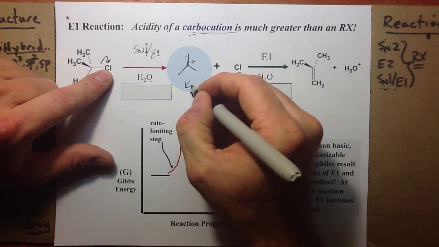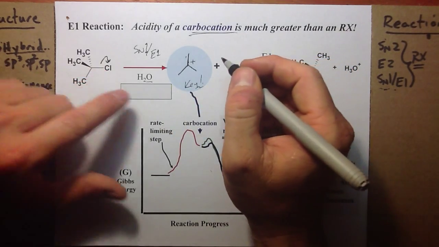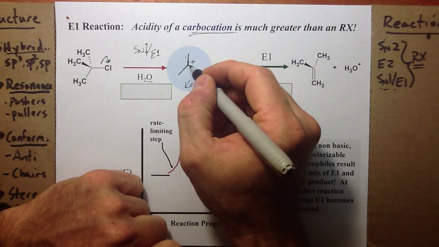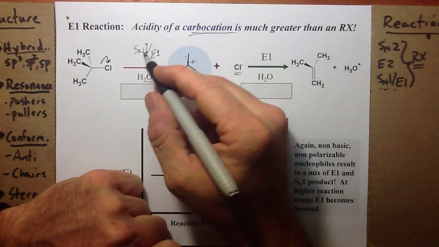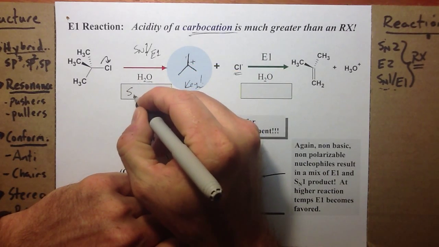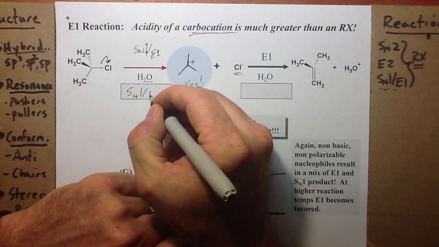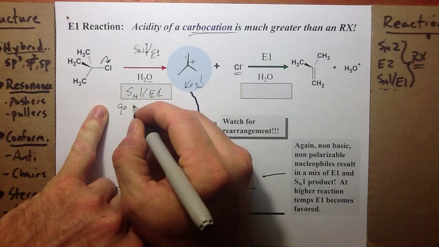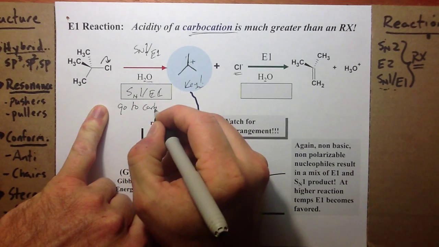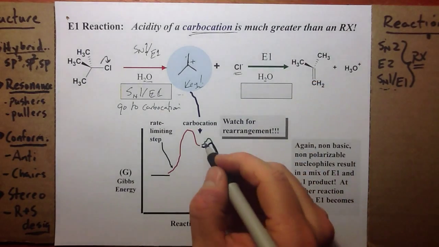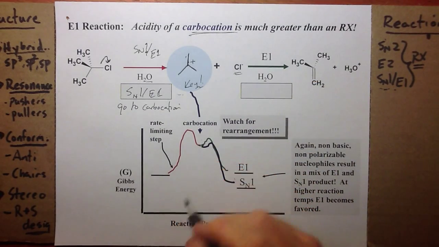This is the key. This controls everything in terms of SN1 E1 reactions. If we can make this lower in energy, SN1 E1 reactions happen faster. So we have our SN1 E1 reactions. What do we need to do when we write that down? Go to carbocation. Make sure you draw it, because you have to consider that as your rate limiting step.